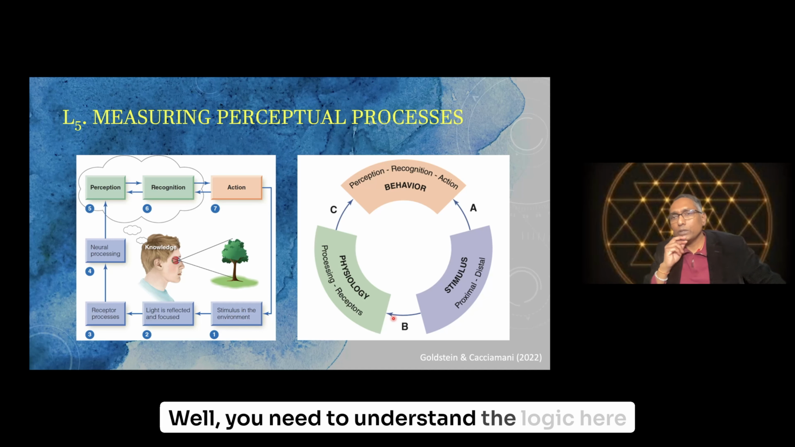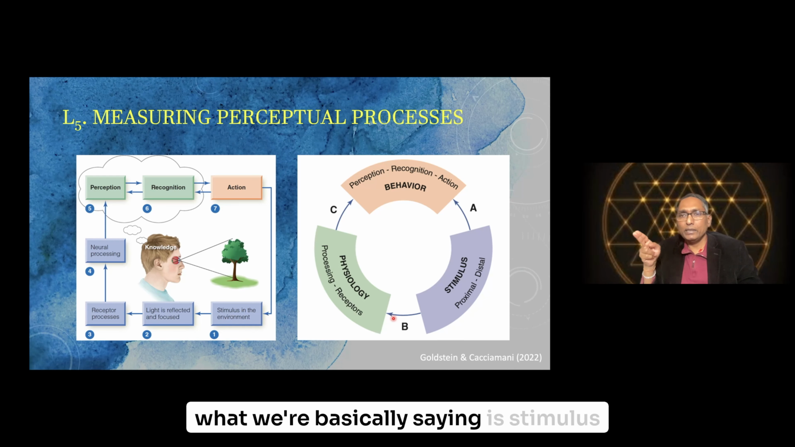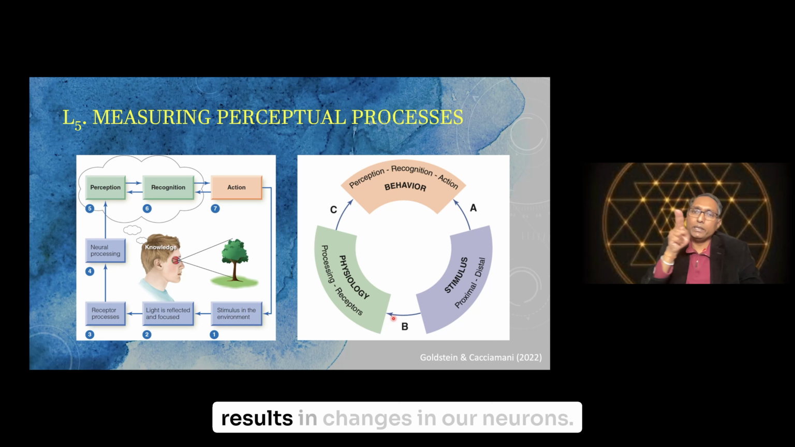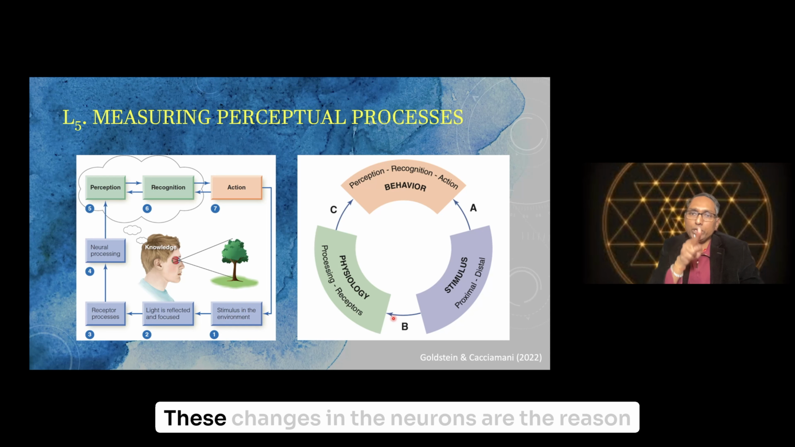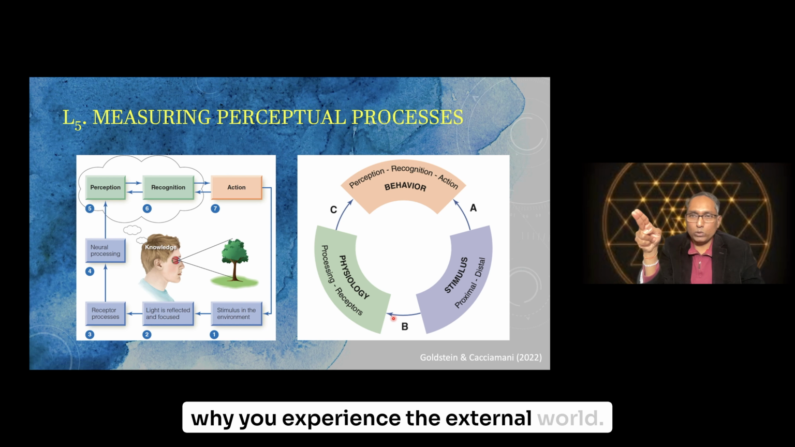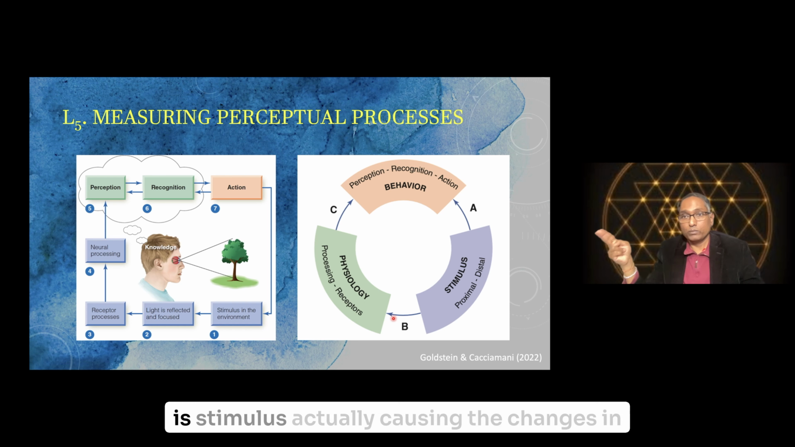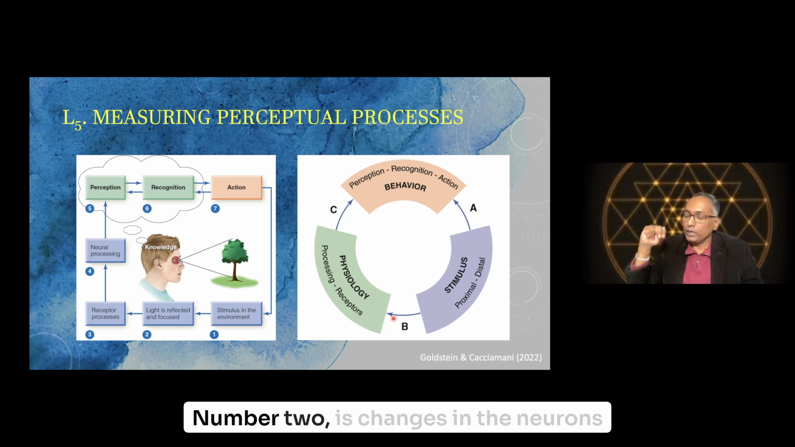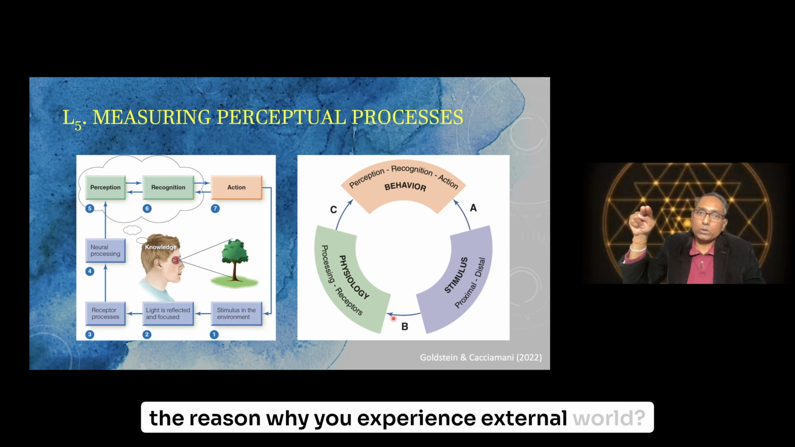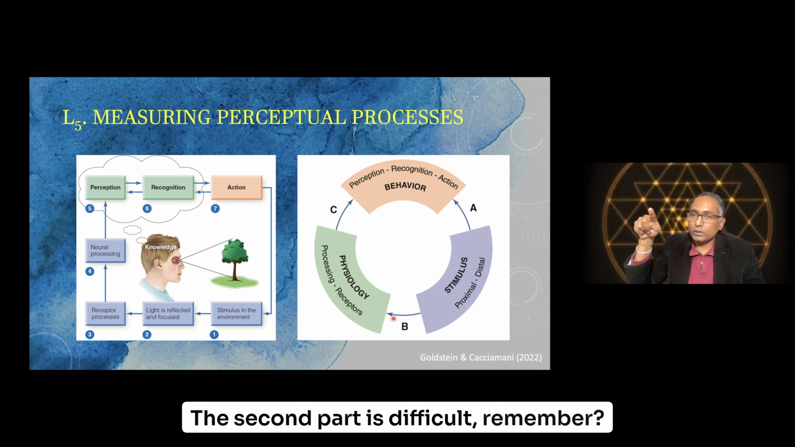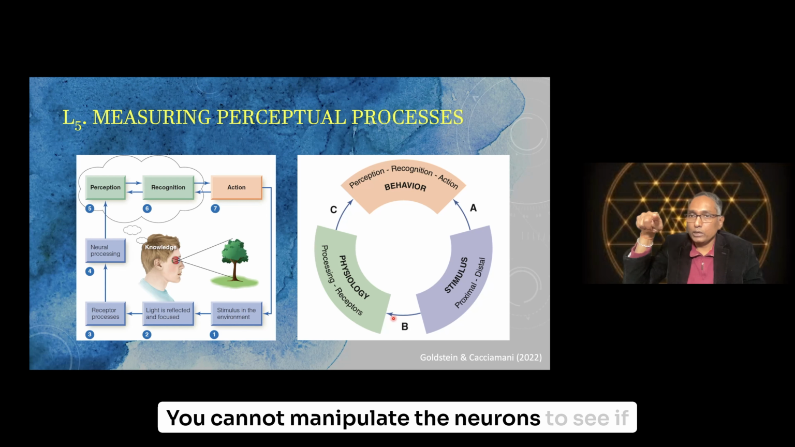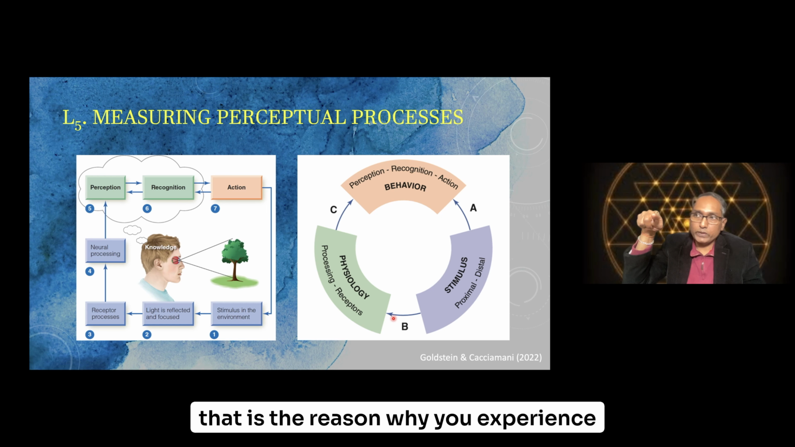Well, you need to understand the logic here. What we're basically saying is stimulus results in changes in our neurons. These changes in the neurons are the reason why you experience the external world. So what you're trying to do now is to find the connections. Is stimulus actually causing the changes in the neurons? Number one. Number two, are changes in the neurons the reason why you experience the external world? The second part is difficult, remember? You cannot manipulate the neurons to see if that is the reason why you're experiencing the external world.